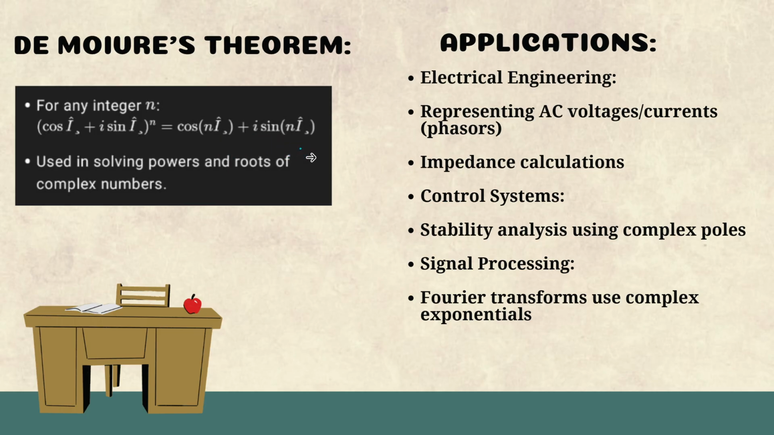It essentially tells us that when you raise a complex number in polar form to a power, you raise the modulus to that power and multiply the angle by that power. This simplifies the calculation tremendously.